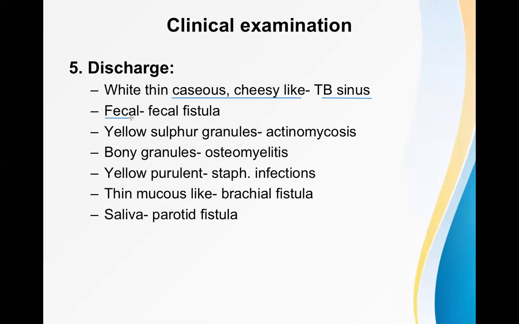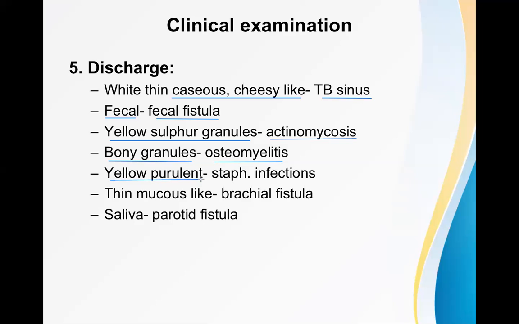If fecal matter is coming, then it is a fecal fistula. And there are so many causes for fecal fistula. One is perianal abscess rupture, which can result in fecal fistula. Another is Crohn's disease as well. If sulfur granules are coming, it's actinomycosis, which we just talked about. Bony granules are seen in osteomyelitis, especially chronic osteomyelitis.